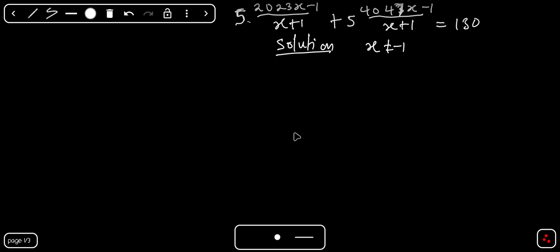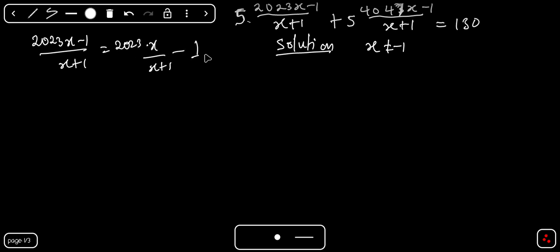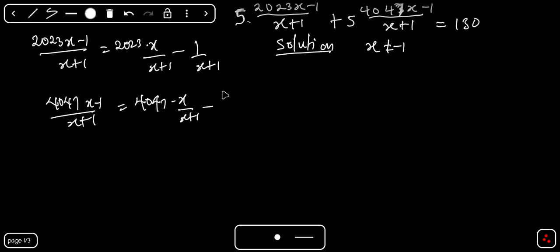All right, guys, I can write the exponent. The first exponent there is 2023x minus 1 over x plus 1. So I can write this as 2023 multiplied by x over x plus 1, then minus 1 over x plus 1. Then the second exponent there, which is 47x minus 1 over x plus 1, gives us 47 multiplied by x over x plus 1, then minus 1 over x plus 1. Beautiful.